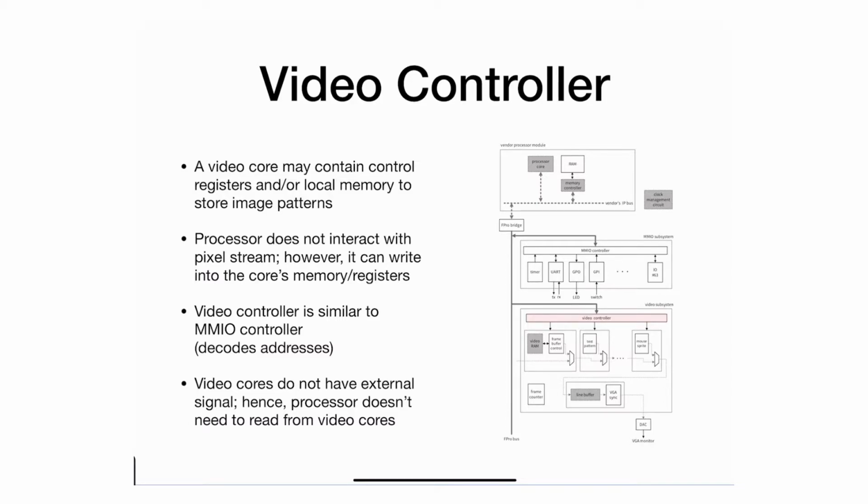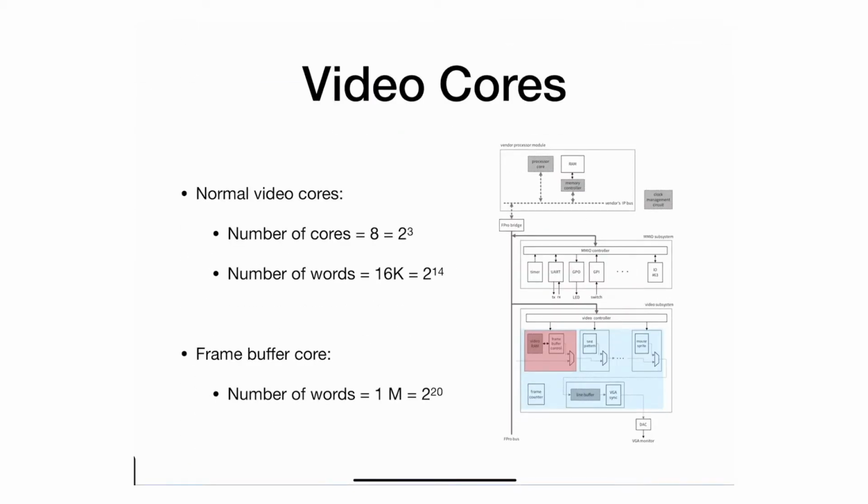So let's dig deeper into that video controller. In order for us to actually build that video controller, we need to specify a couple of things. So the video cores, I will divide them into a couple of types. We will have a few normal video cores and a single frame buffer core. So these ones here are highlighted in blue and red. So let me talk a little bit about the red one and at least what its purpose is.